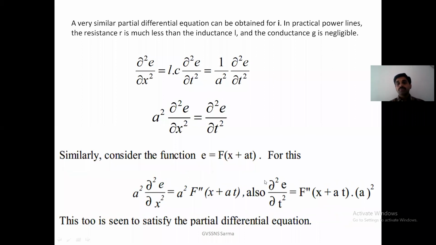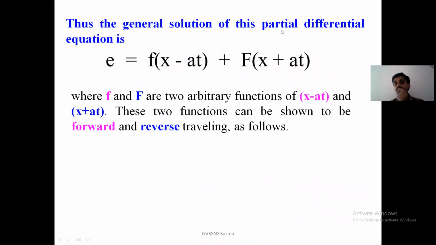So therefore, if you take the function E equal to f of x plus at, I said forward and reverse waves, then the expression becomes like this, where the general solution of the partial differential equation is E equal to f1 of (x minus at) plus f2 of (x plus at), where f1 and f2 are two arbitrary functions of x minus at and x plus at. These two functions can be shown to be forward and reverse traveling waves. So that's why you have taken both the functions to get the value of E.